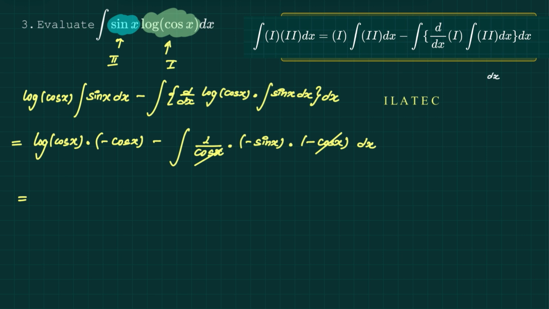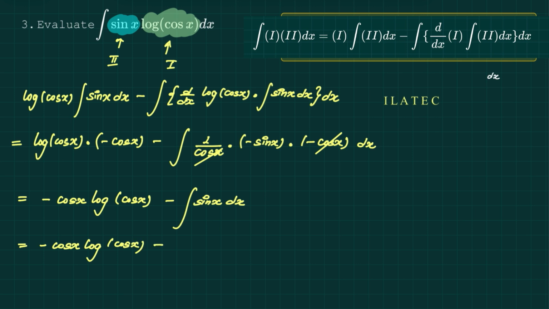So it equals minus cos x log of cos of x minus integration of, see here minus and minus will get plus. So here we will simply have sin x only with dx, equals minus cos x log of cos x minus integration of sin x is minus cos x, and that minus and minus got plus cos x plus c.